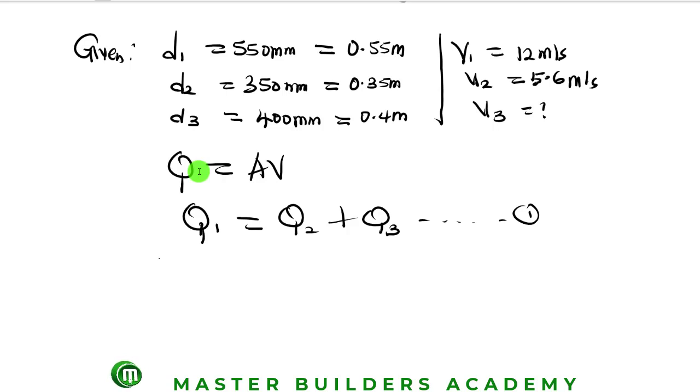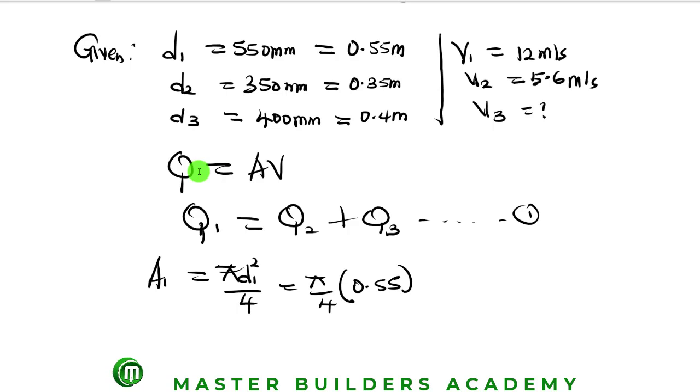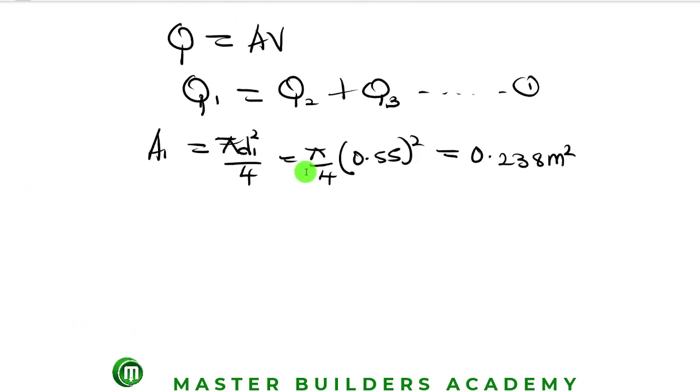All right, so to find area, we have area 1 is equal to pi d1 squared all over 4, and then this will give us pi over 4 multiplied by 0.55 squared. And when we compute this, we'll have 0.238 meters squared. All right, so we have gotten area 1.